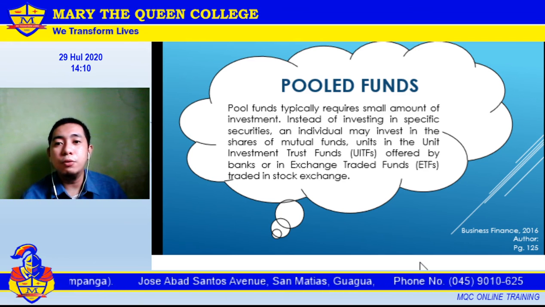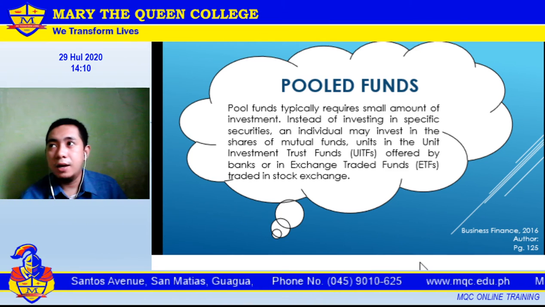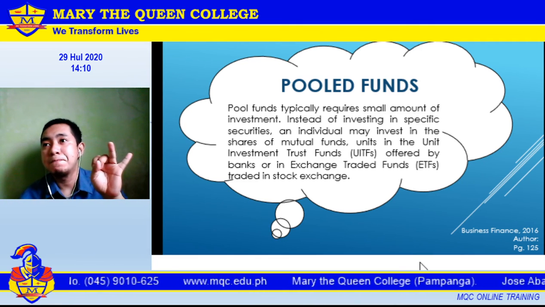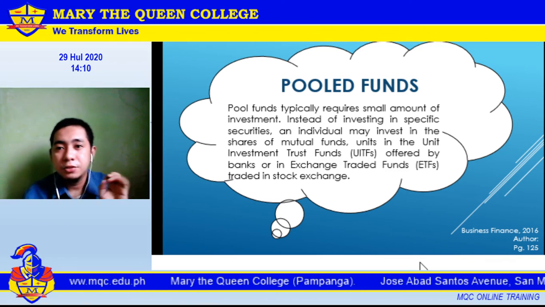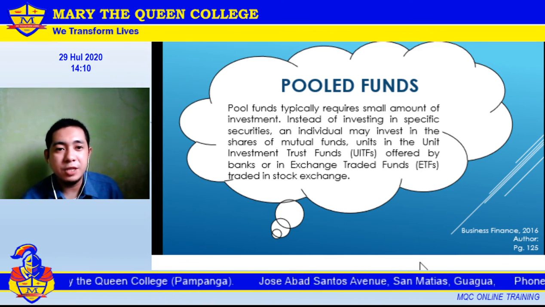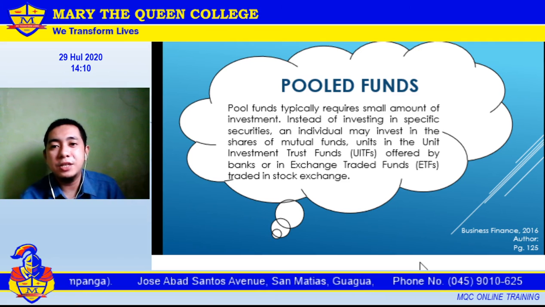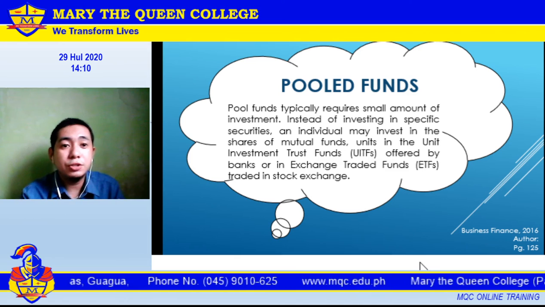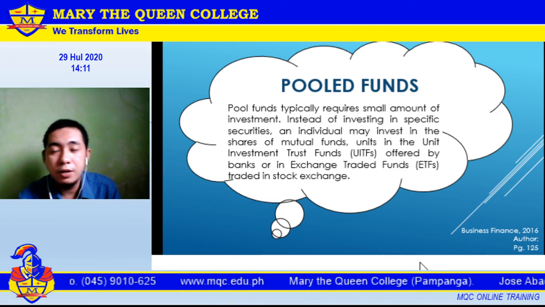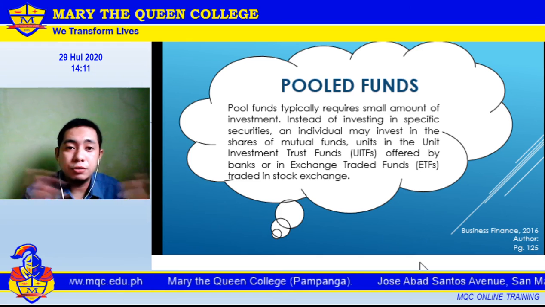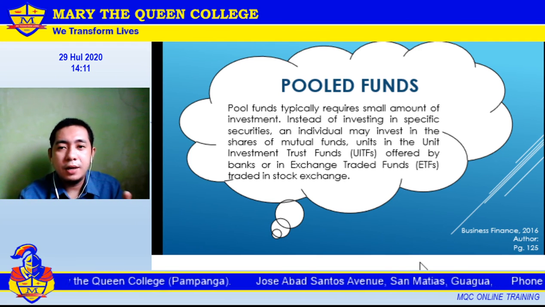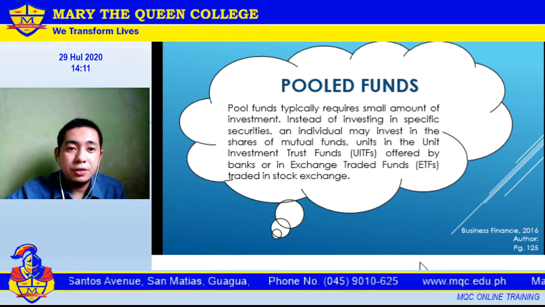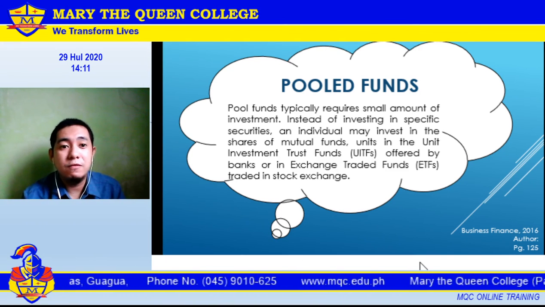Now, we have what we call pooled funds. No? Kung kanina nag-invest ka sa gobyerno, sa corporate, tapos sa isang kumpanya. So, pooled funds typically require small amounts of investment, pautik-utik. Instead of investing in specific securities, an individual may invest into a share of mutual funds. Mostly, mga insurance companies na merong mga variable insurance or VUL, no? Naiipon yun at yun yung ini-invest ng insurance company na yun. No? And tumutubo yung mga mutual funds ninyo.